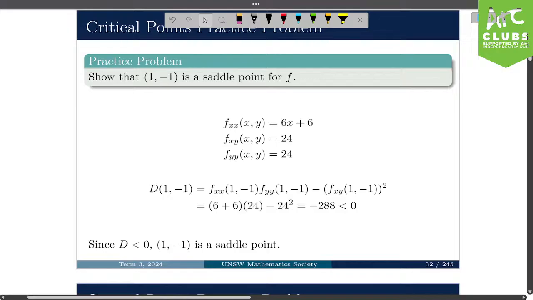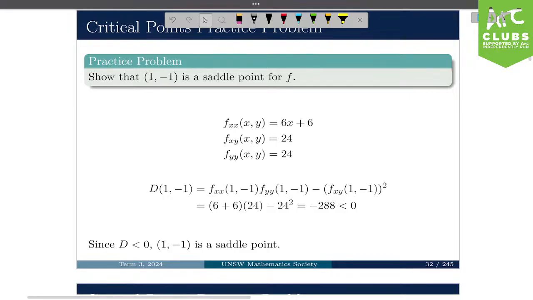So we first show that (1, -1) is a saddle point for f. We have the three values we need to determine what the value of the discriminant is. So fxx times fyy minus fxy squared is equal to the discriminant. In this case, (6 plus 6) times 24 minus 24 squared equals -12 times 24, which is clearly less than 0. And since D is less than 0, (1, -1) is a saddle point.